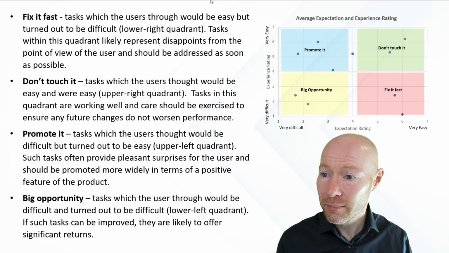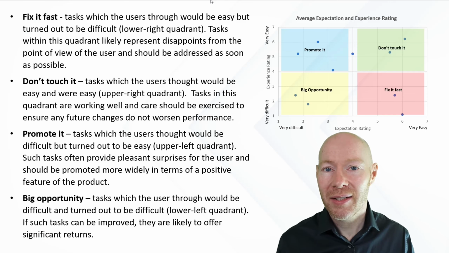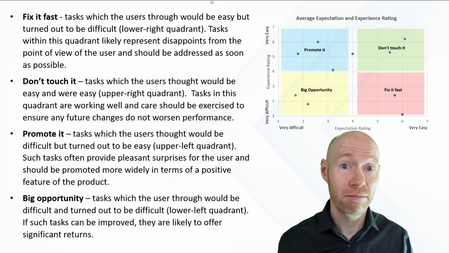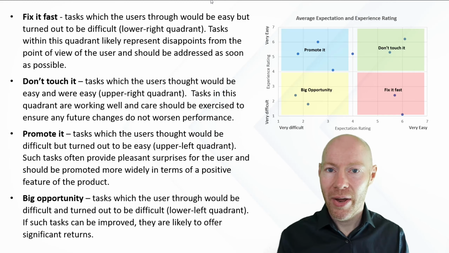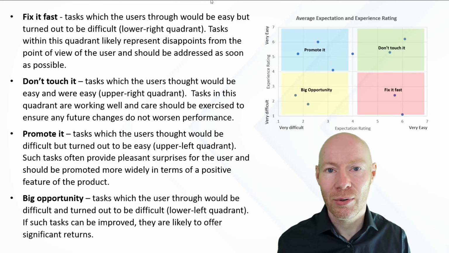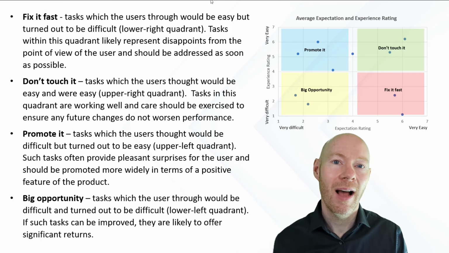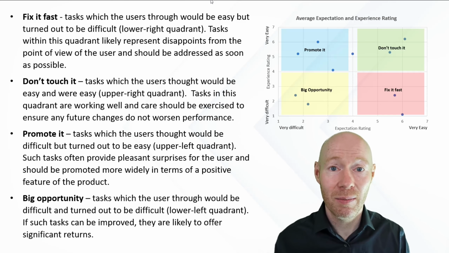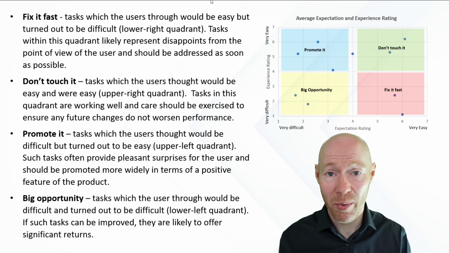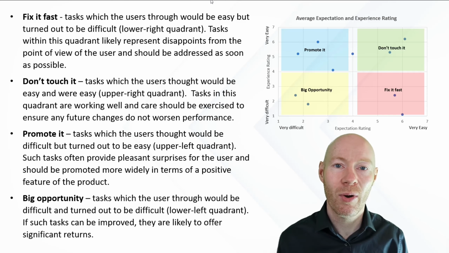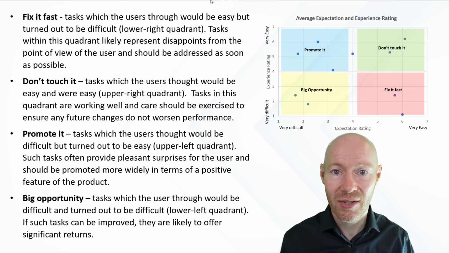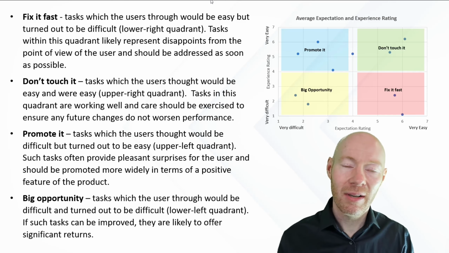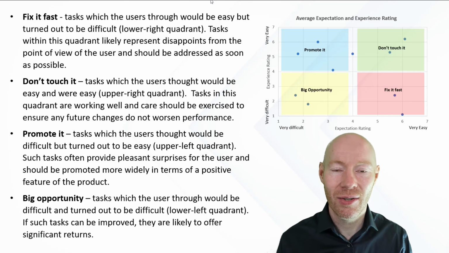The promote it quadrant, that's for tasks that the user thought, oh, that's going to be difficult. But then when they did it, it turned out to be, oh, it wasn't that bad actually, after all. They're pleasant surprises from the user's point of view. They're good things. And potentially they offer features or elements of the system that we can sing about, we can talk about, we can shout about, we can promote more, because they are strengths of the system relative to what our users expected.